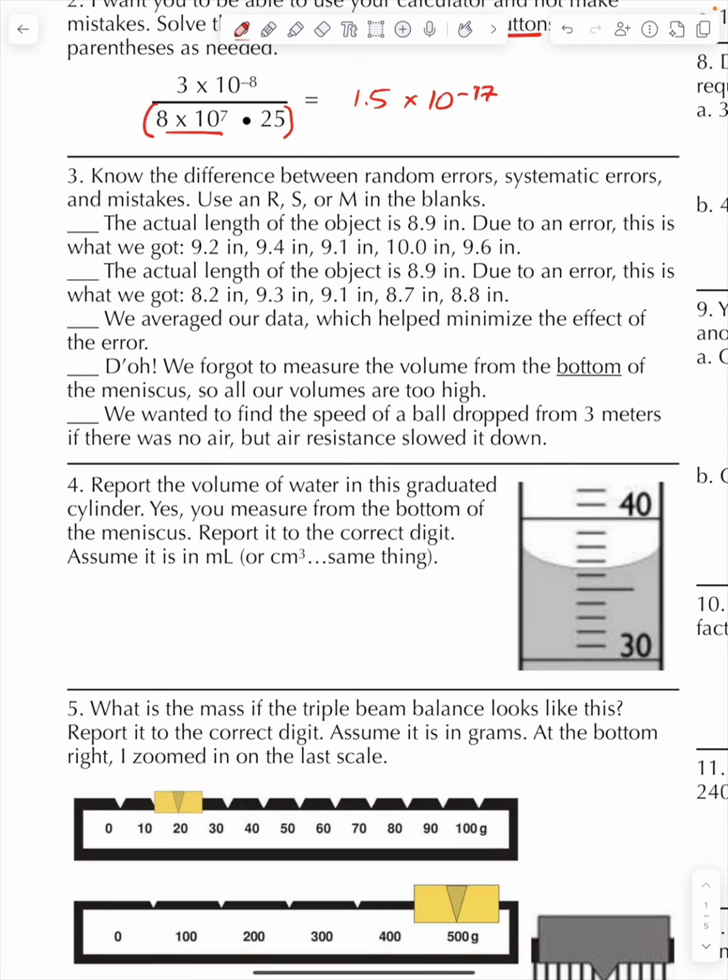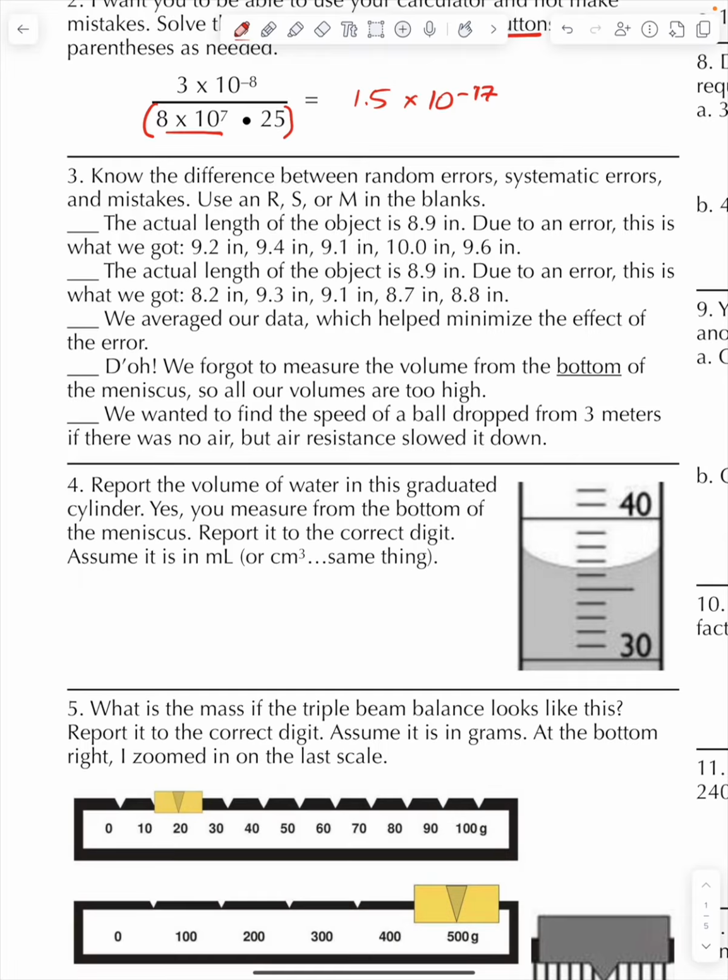A systematic error is an error that causes everybody to miss in the same direction. So either it's causing everybody to get a value that's too big, or some other kind of error is causing everybody to get a value that's too small. Systematic does not mean everybody misses it by the exact same amount. It just means the direction that you miss it. Okay, so let's go ahead and try these.